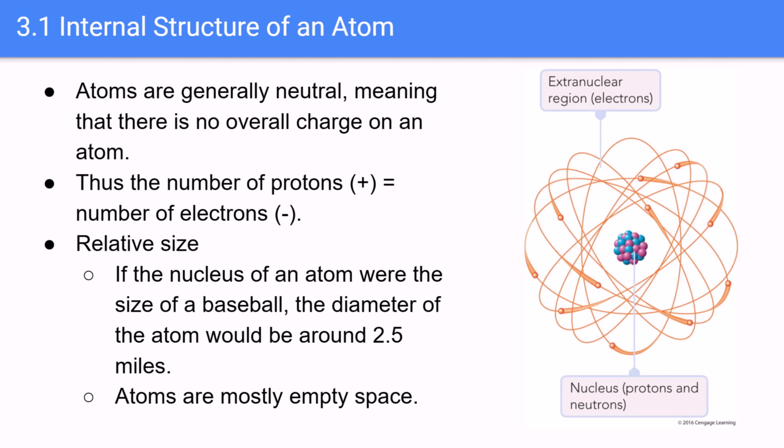Now, atoms are generally neutral, and what that means is that they have no overall charge. In order for something to be neutral, the number of positive charges has to be equivalent to the number of negative charges associated with it.